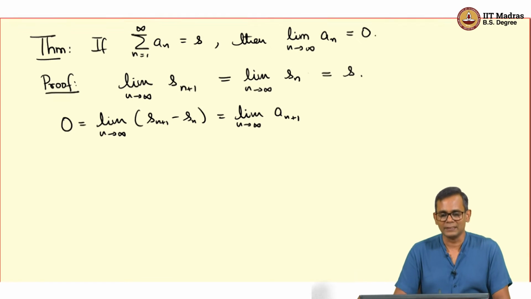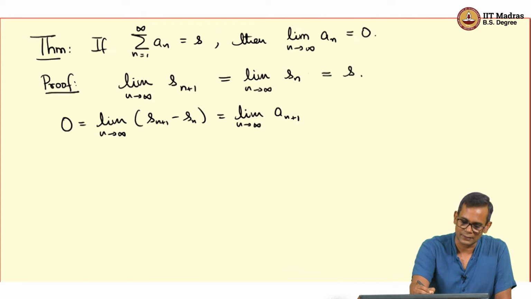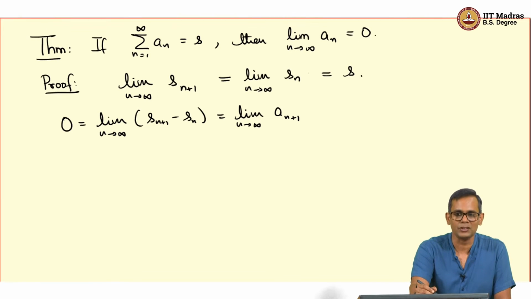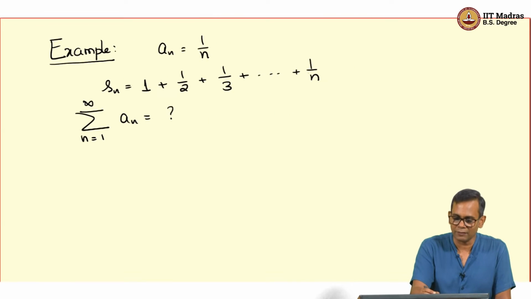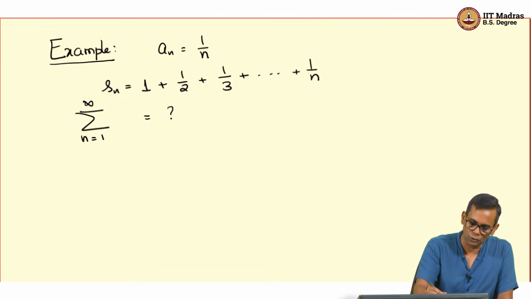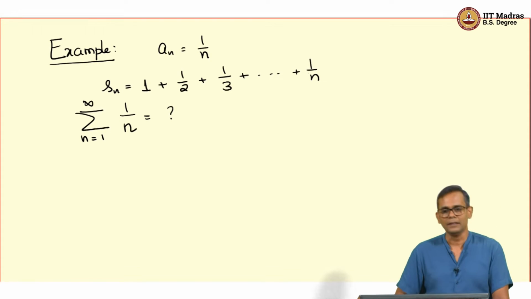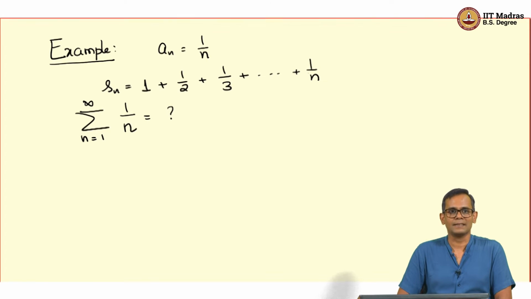We say that an infinite series converges if there exists a real number s such that the summation n goes from 1 to infinity of a_n is equal to s. And what we have shown here is that if an infinite series converges, then the terms of that infinite series go to 0 as n goes to infinity. So, now here we have an infinite series, summation n goes from 1 to infinity of 1 over n. The terms of this series converge to 0, the limit as n goes to infinity of 1 over n is 0. But the question is, does this infinite series converge?